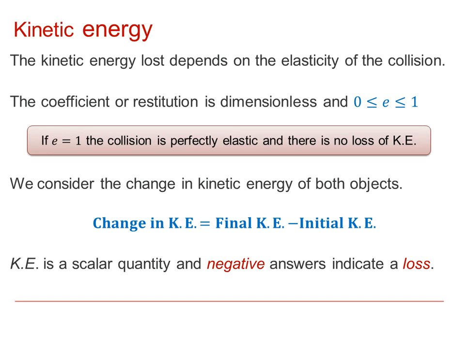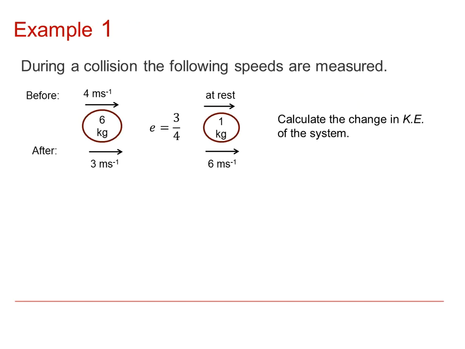I now want to consider a couple of examples where we're calculating the actual loss in kinetic energy in some particular collisions. First of all, we have one where we've got the before and after situation. Before, we've got a 6 kilogram mass moving towards a 1 kilogram mass. The 1 kilogram is at rest and the 6 kilograms is moving at 4 meters per second. Afterwards they move off at 6 meters per second for the 1 kilogram mass and 3 meters per second for the 6 kilogram mass.